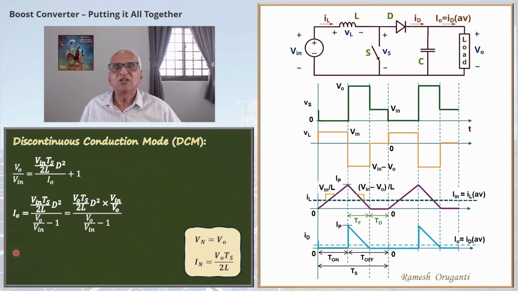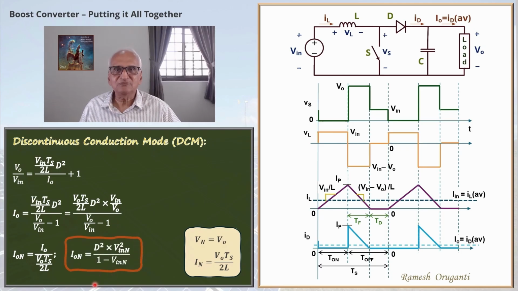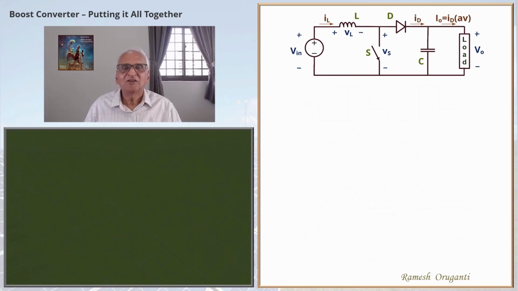After a bit of manipulation, I can rewrite this in normalized form. I0 n equals D squared times V in n squared divided by 1 minus V in n. This is the last of the equations we need. I have highlighted this equation. Now we will tabulate all the equations before we plot.